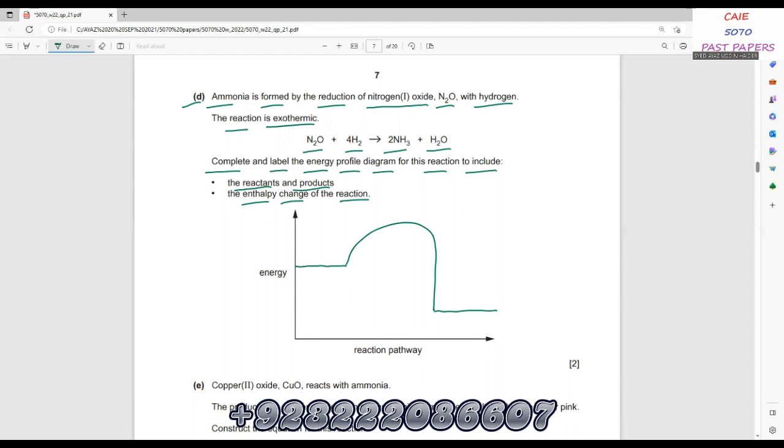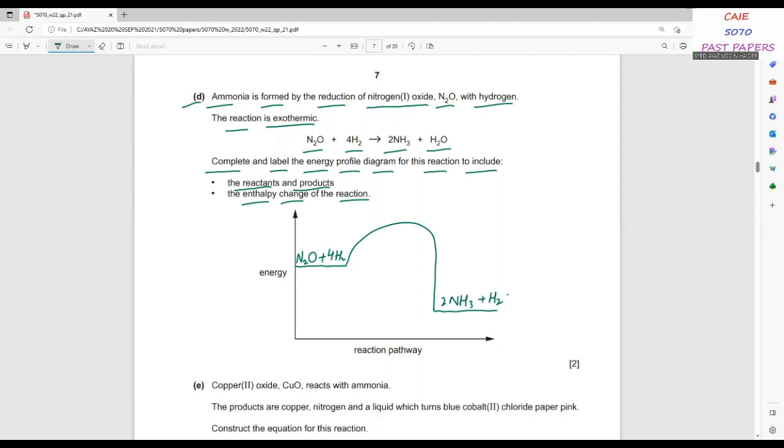Now I'm writing the symbols for reactants and products. Reactant is N2O plus 4H2. The product side, you have 2NH3 plus H2O. Now in the question, they have asked to show the enthalpy change of this reaction. Enthalpy change is between reactants and products. We have reactants and products here. This will be the enthalpy change.